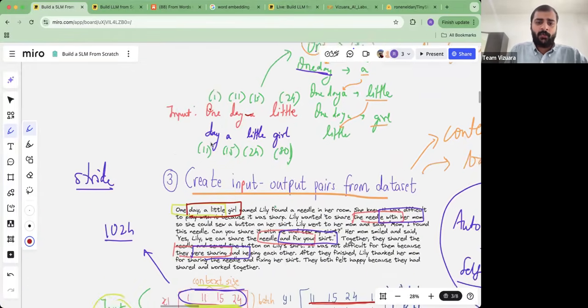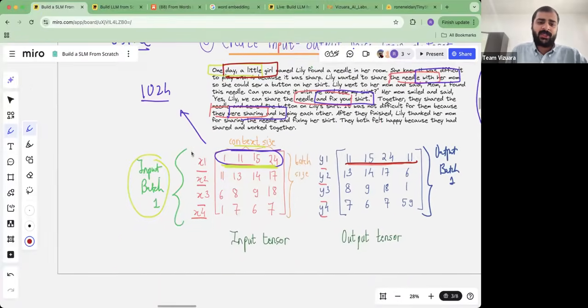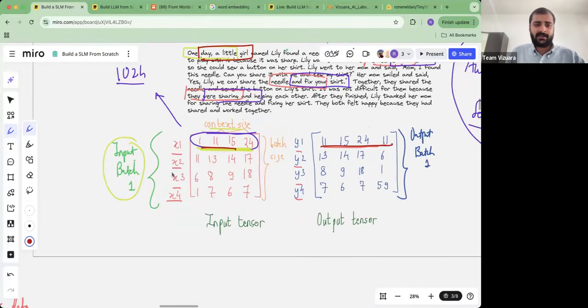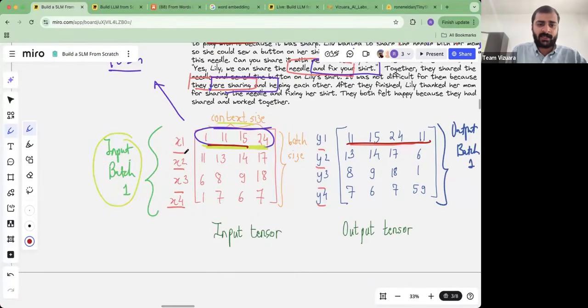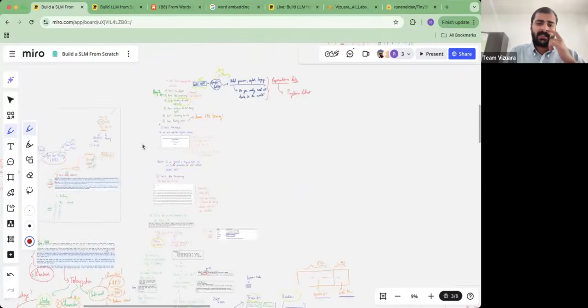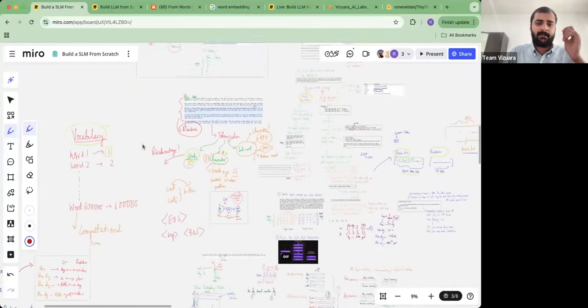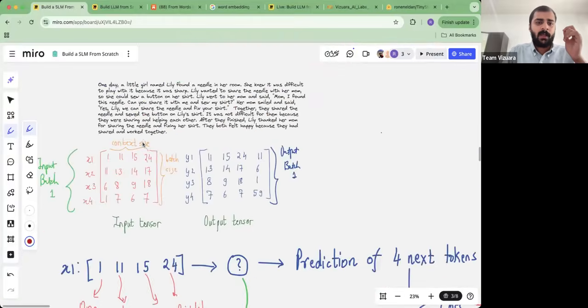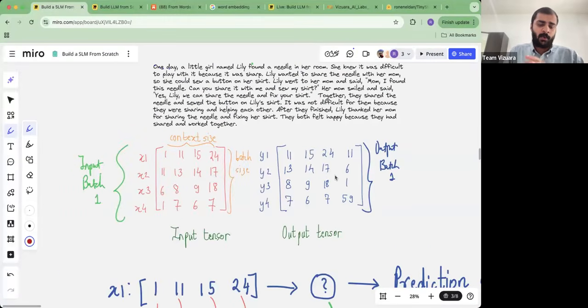And currently, I just showed you one input output pair, right? In a batch, there may be multiple input output pairs. So here, the number of rows x1, x2, x3, x4, y1, y2, y3, y4. That's a batch, which has 4 input and output pairs. So today's lecture is going to start at this exact same point where we have the input and the output pairs ready. And now we are going to assemble the architecture.